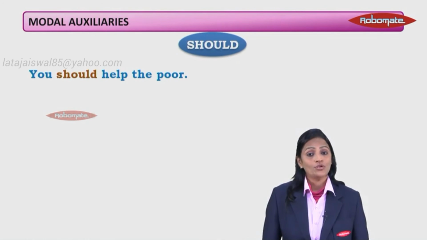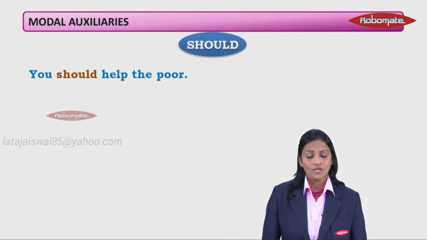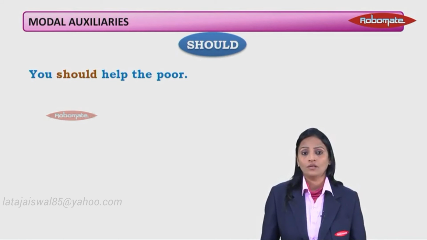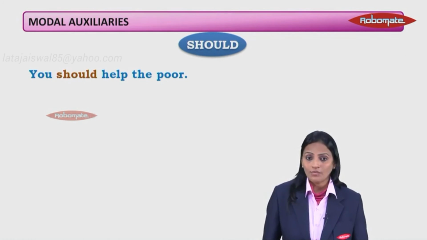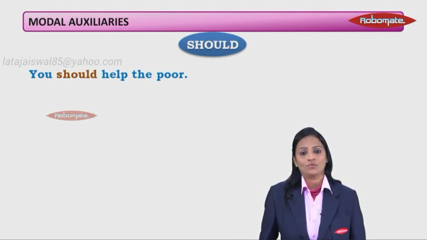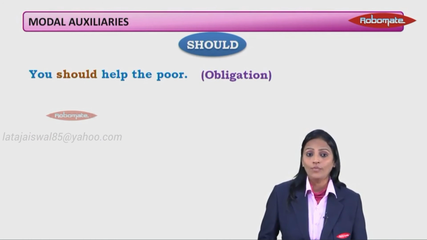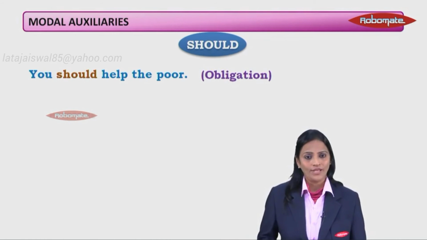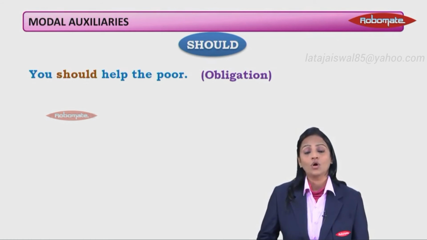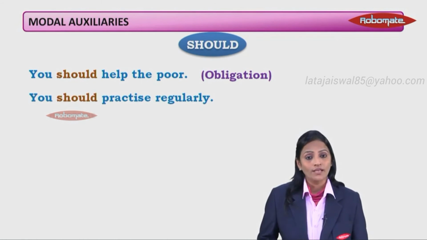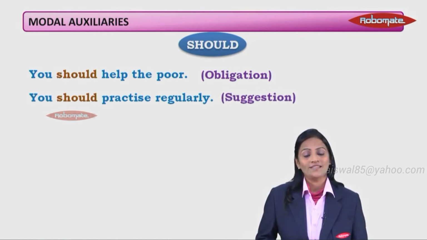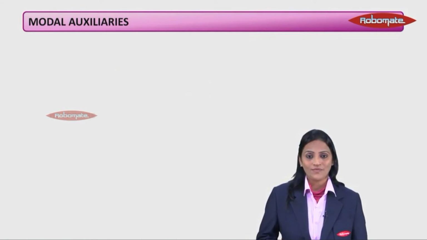Should. You should help the poor. Now in this case, students, suppose we don't help the poor. It's not that we would be punished by someone. It's just our moral responsibility, something that we should feel we must do. So it is called as an obligation or a moral obligation. And here you should help the poor. Therefore, the word should or this modal auxiliary should expresses obligation. But if you look at the same word in this sentence, you should practice regularly. Surely this is suggestion. It is not obligation.